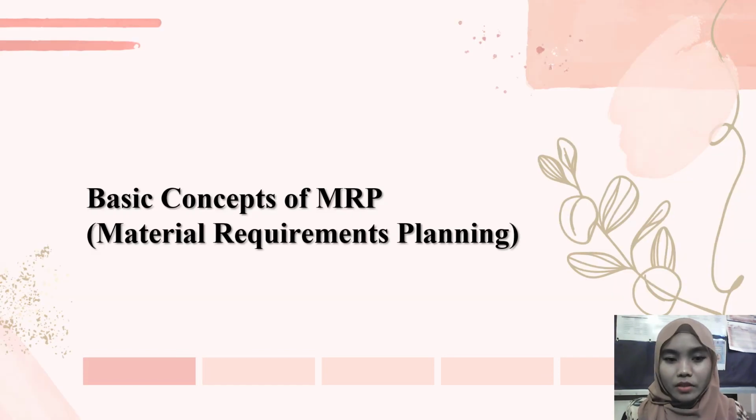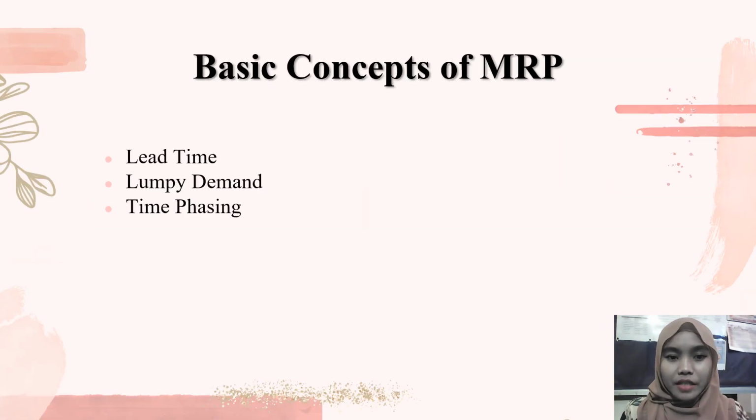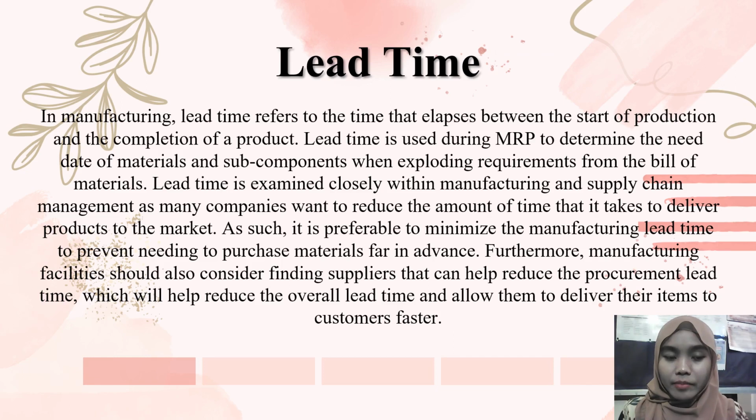For the basic concepts of MRP, Material Requirements Planning, there are three basic concepts: lead time, lumpy demand, and time phasing. For lead time, in manufacturing, lead time refers to the time that elapses between the start of production and completion of a product. Lead time is used during MRP to determine the need date of material and subcomponents when exploding requirements from the bill of material.